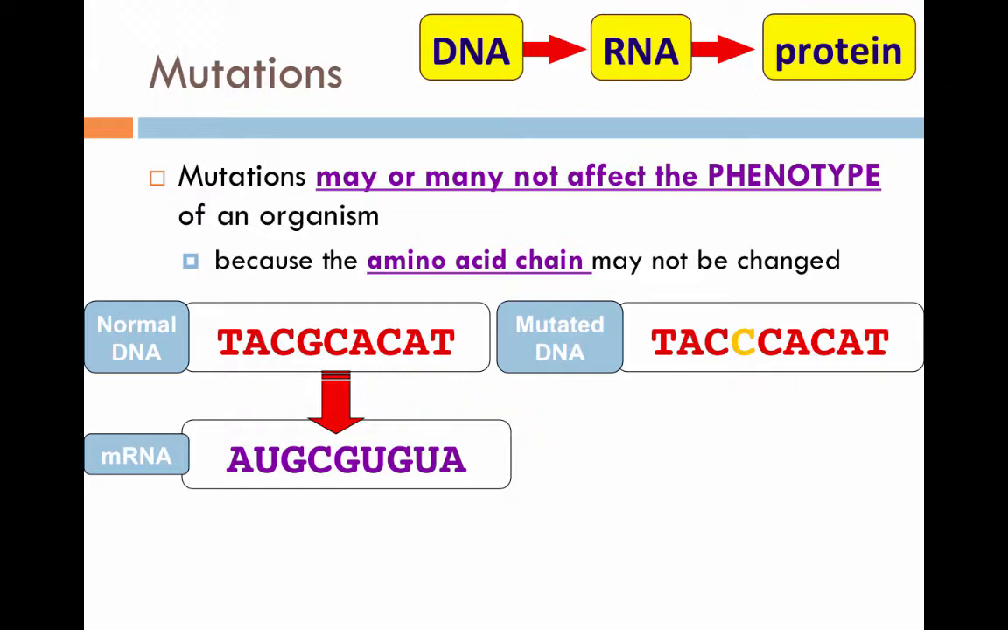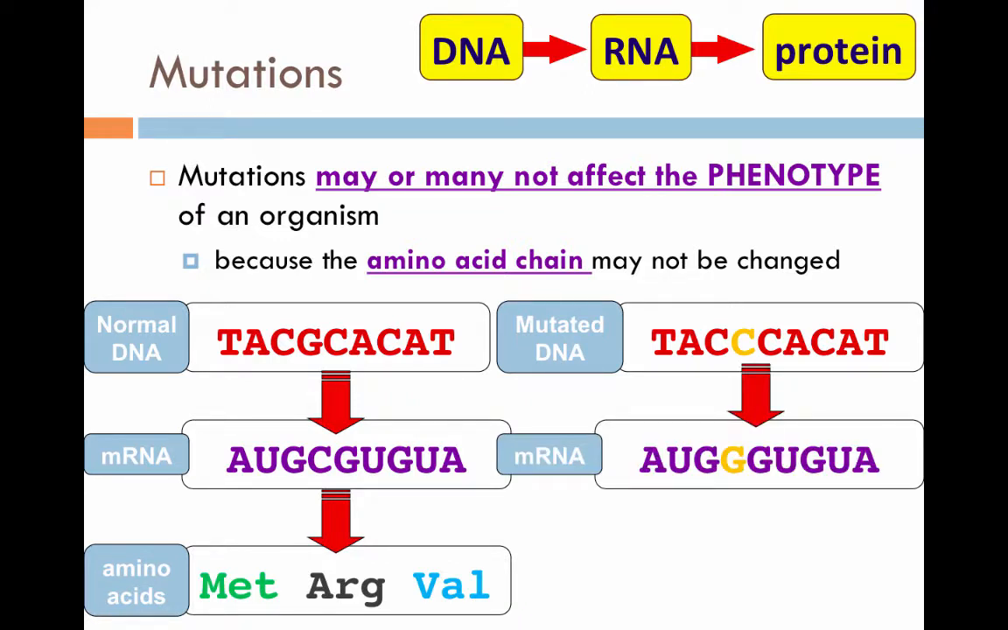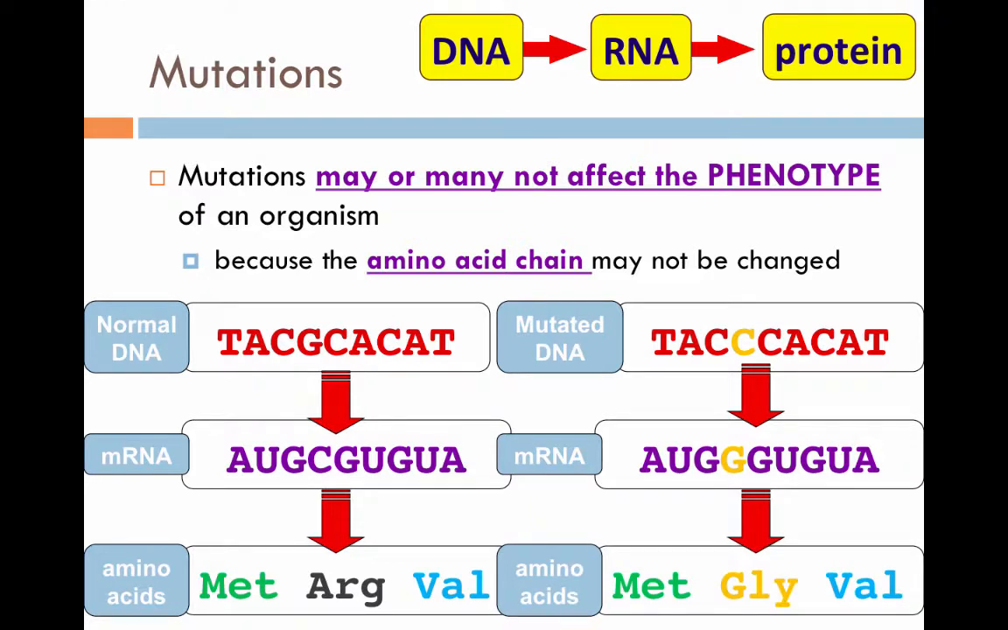Well, first you have to figure out the mRNA, then you would use the chart to figure out the amino acids. Well, let's look at the mutated DNA. The mRNA is now different because the DNA was different, and therefore the amino acid is different because it's a different code. Instead of being CGU making arginine, it's now GGU making glycine. You would look at the chart and you'd find out that the amino acid is now different because the mRNA was different because the DNA was different.